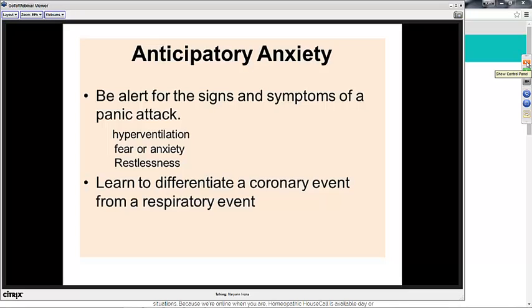Any questions about this? Yeah, Marianne? Mm-hmm. So a question here. How would people know the difference between hyperventilation in anxiety and respiratory distress in an anaphylactic response?